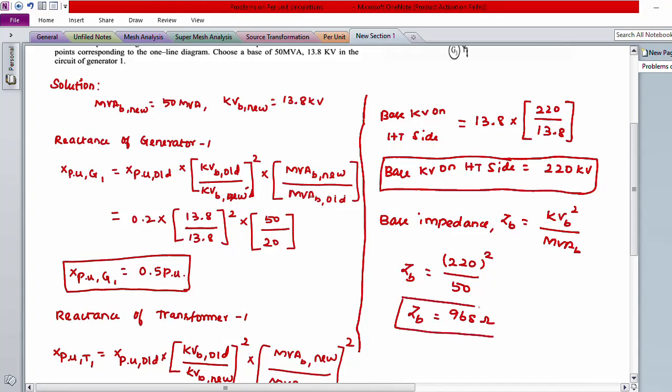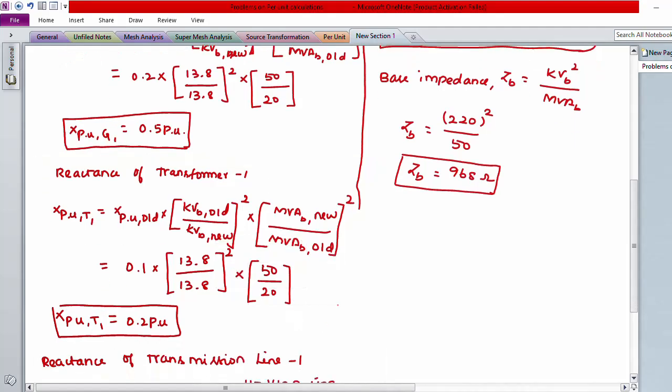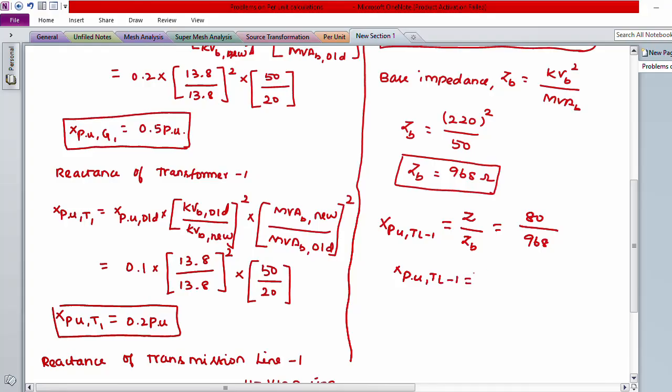Now we have to determine the per unit value of the impedance of the transmission line. X per unit transmission line 1 is equal to actual impedance divided by base impedance. Actual impedance is 80 ohm, and the base impedance is 968 ohm. So X per unit transmission line 1 is equal to 0.0826 per unit.